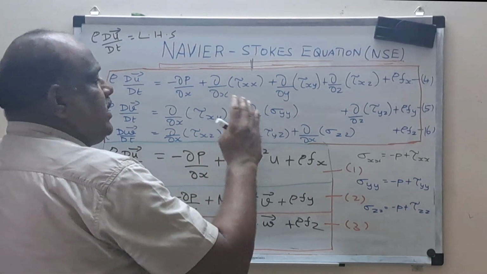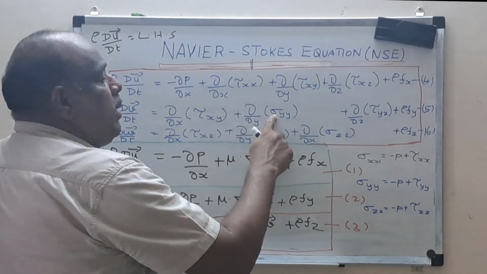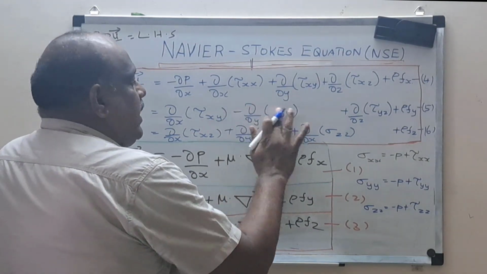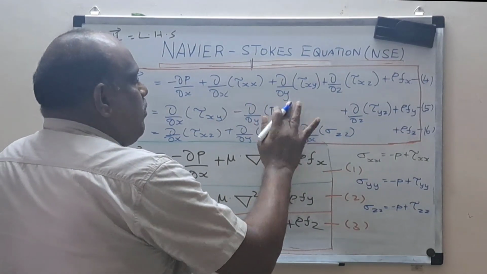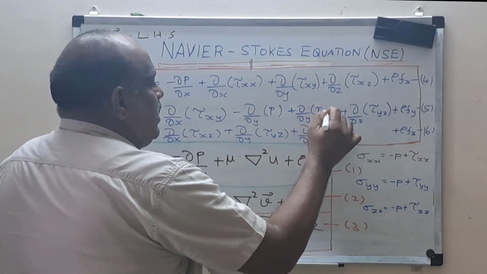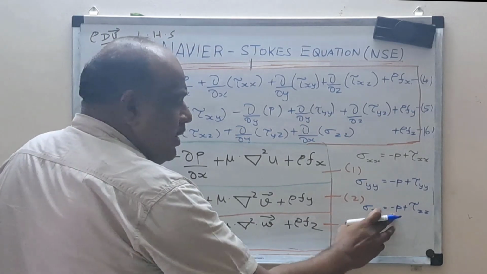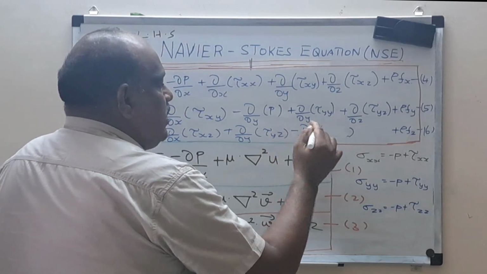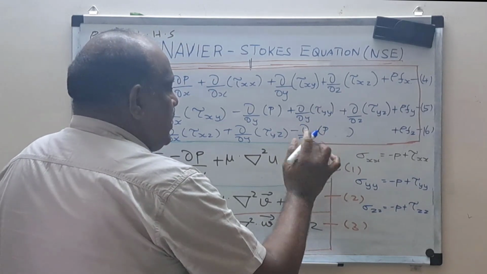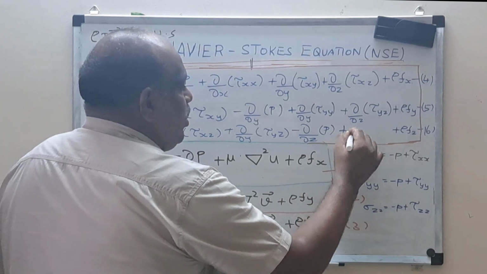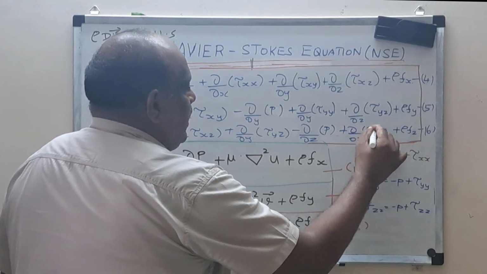Similarly, now I can change this sigma y as minus p plus tau yy. So this term can be written as minus dou p by dou y plus dou by dou y of tau yy. Similarly, this sigma z can be replaced as minus p plus tau zz. So this term will become minus dou p by, this term is dou z, not dou x, so dou z, plus dou by dou z of tau zz.